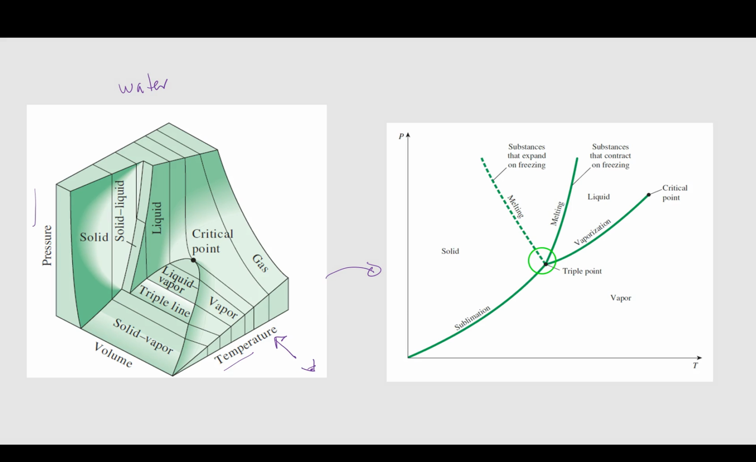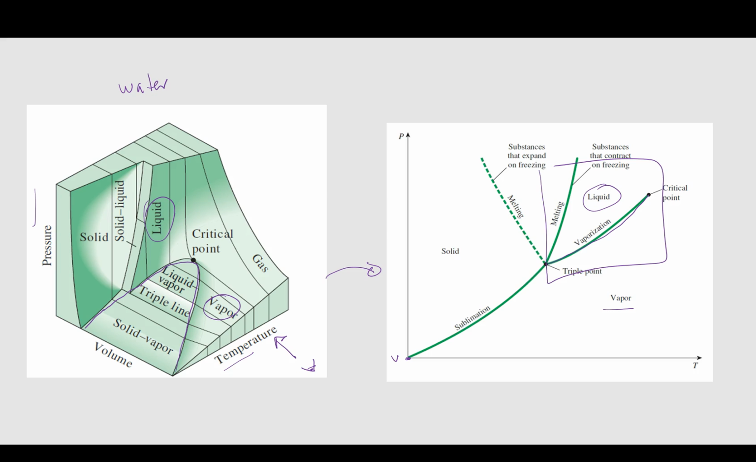So this line that we are looking for, which is the vaporization line, will be this line here. Okay, so on this side we have vapor, on this side we have liquid. So we are seeing from the side, and this will be volume. Okay, so we know this.